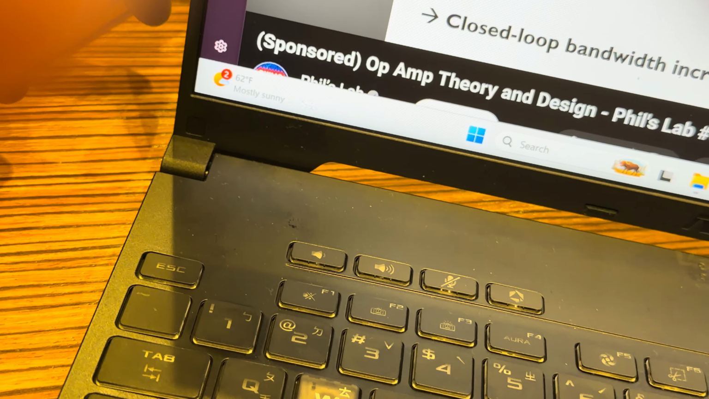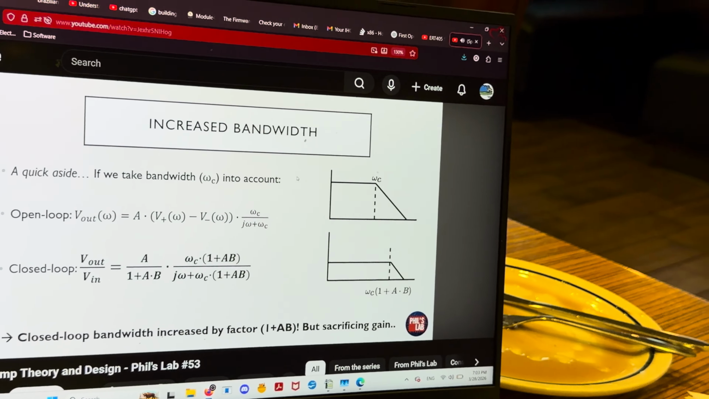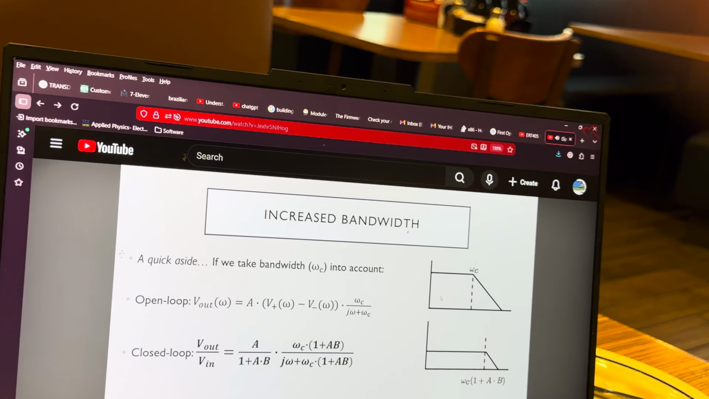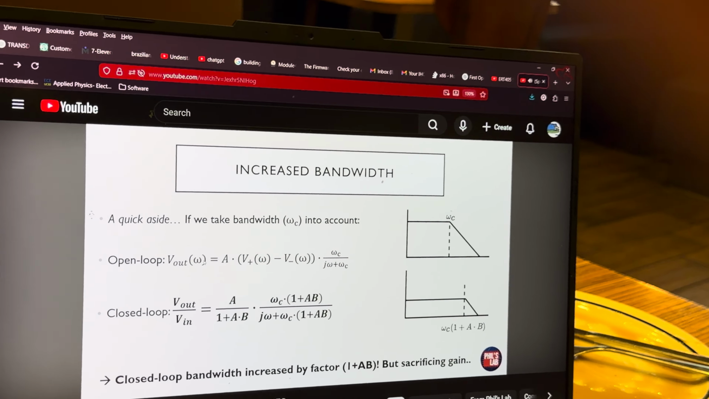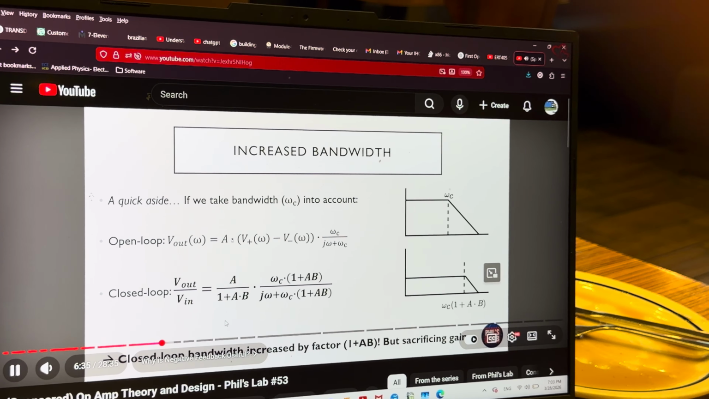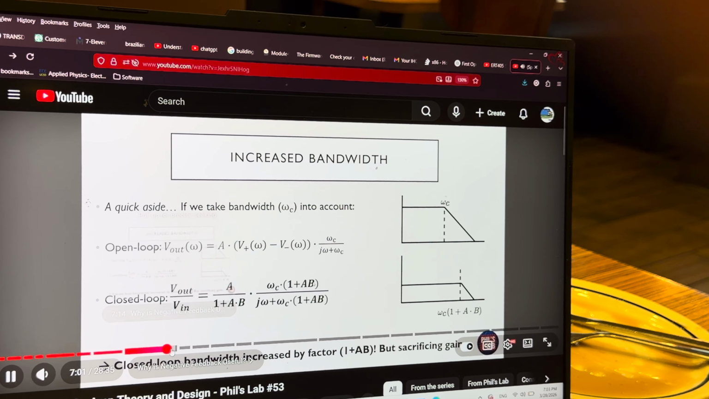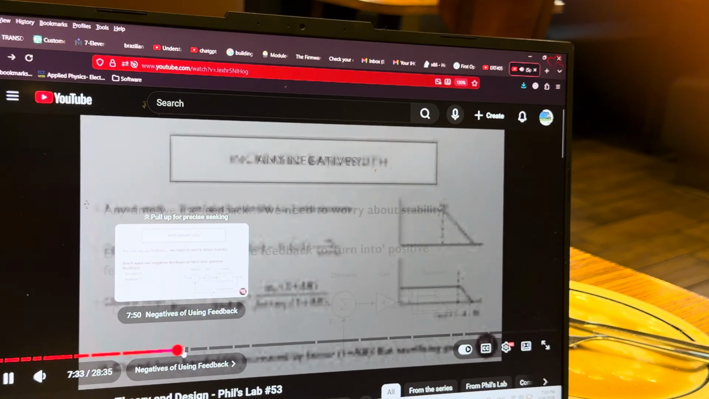Just to show you why the bandwidth is increased, we can actually take the bandwidth into account in our equation. Simply, our output is now a function of frequency, and I'll just use angular frequency for simplicity, and that is omega. So we have A times the frequency-dependent gain.